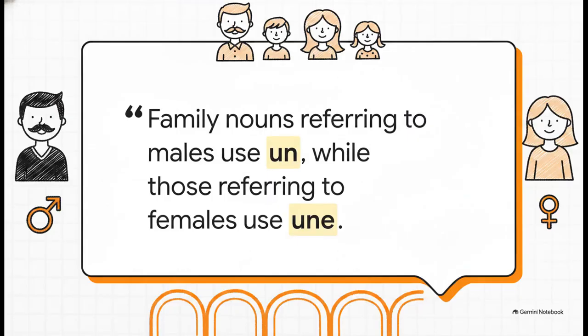So here is your golden rule, directly from the guidebook. Family nouns referring to males use un, while those referring to females use une. Guys, this isn't just a casual suggestion. This is the architectural framework of the French sentence. Nailing this concept completely unlocks almost all basic family vocabulary for you.